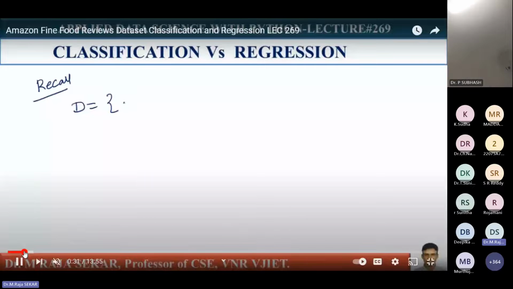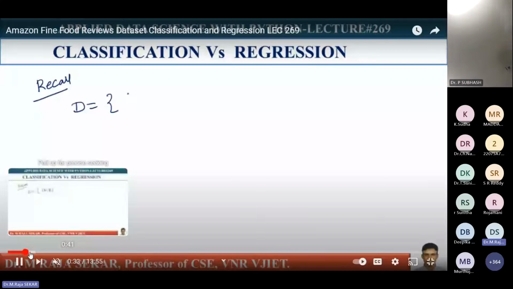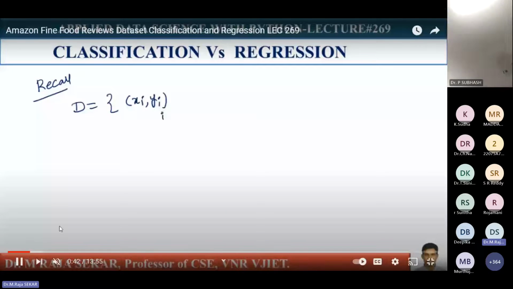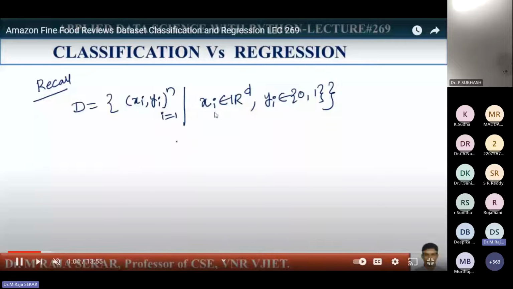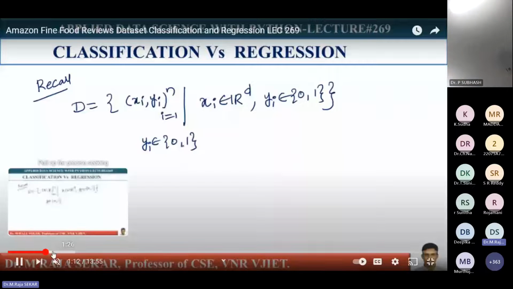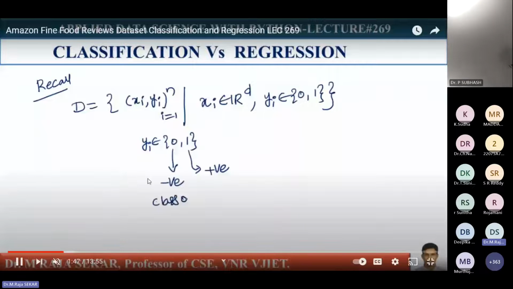Just try to recall what is my D. D is xi comma yi, i equal to 1 to n. This is about my Amazon fine food review data set. Xi belongs to R power d, a d-dimensional vector. Your yi belongs to 0 comma 1. What is 0 and what is 1? We were saying that 0 means negative class, 1 means positive class. This is a classification problem.